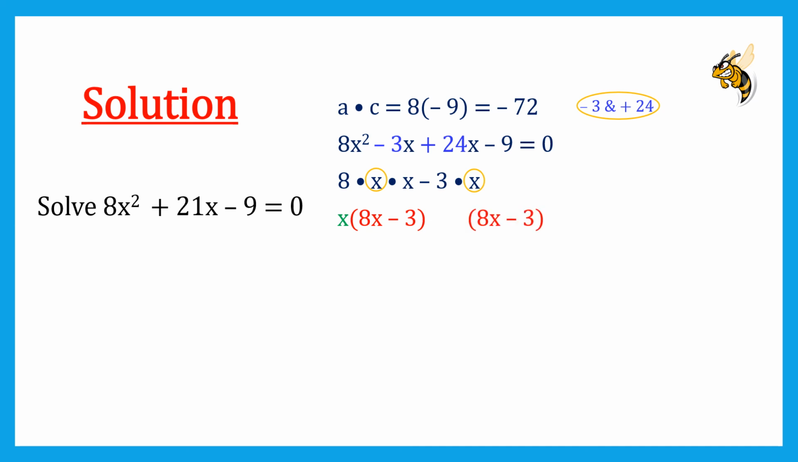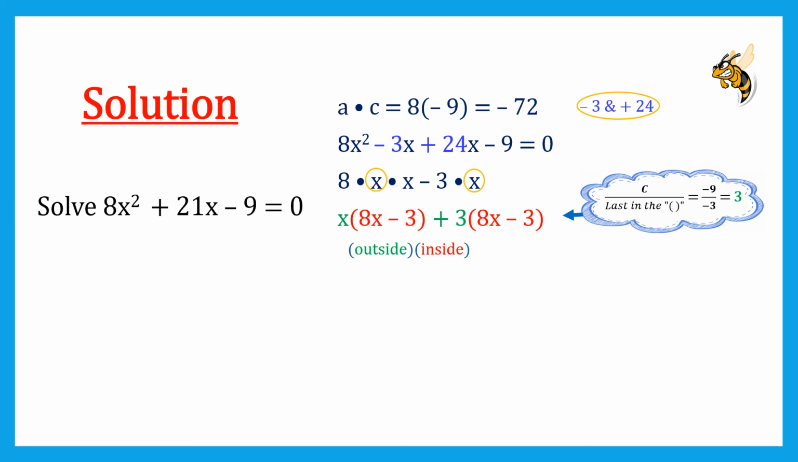Both parentheses have to be the same. To find the GCF of the second parentheses, it's going to be c divided by the last term in the parentheses. c is negative 9 and the last term in the parentheses is negative 3. So it's going to be negative 9 divided by negative 3, which is equal to positive 3. That positive 3 is the GCF of the second parentheses, so it's a plus 3 in front of the second parentheses.